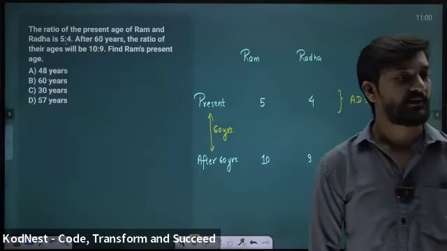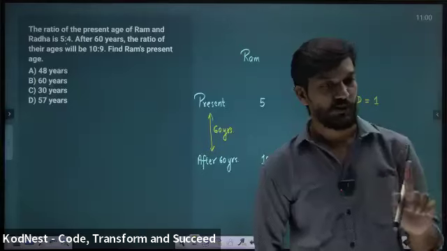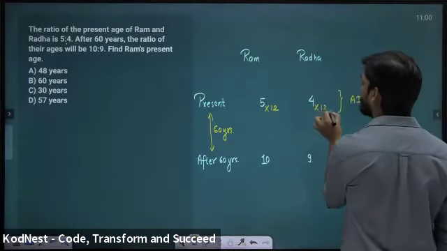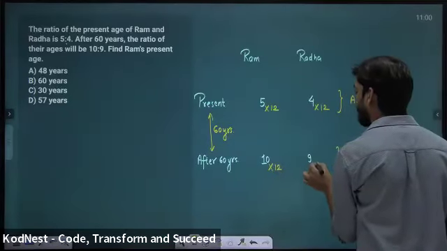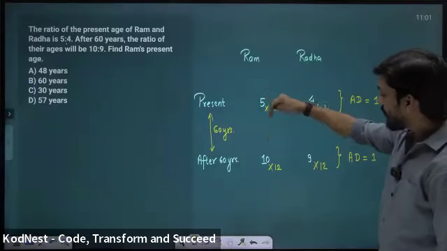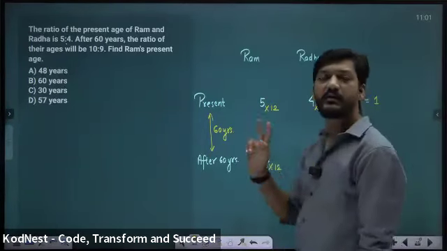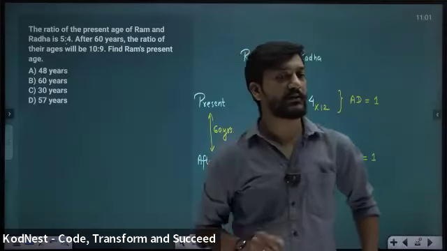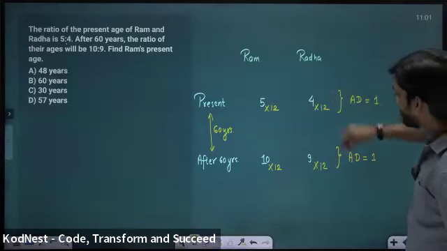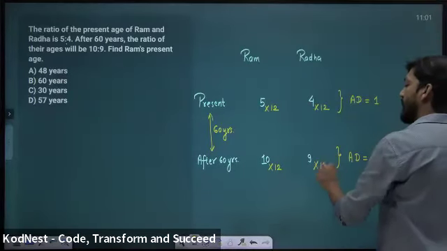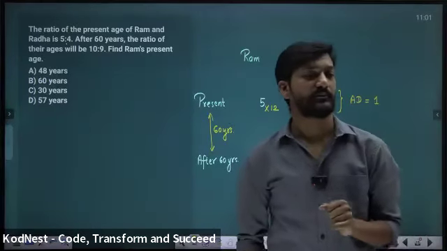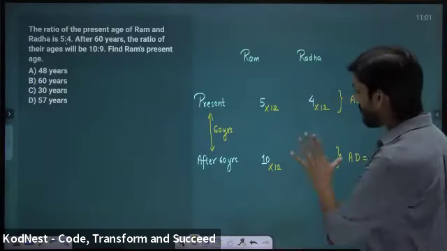How much should I multiply? 12. Okay, 12 into 5, 60. So multiply by 12. All right. Now check please. 12 into 5, 60. 10 into 12, 120. 60 and 120. Is the difference 60? Okay, check for Radha also. 12 into 4, 48 and 12 into 9, 108. 48 and 108. Is the difference 60 years? So yes. So now it makes sense.